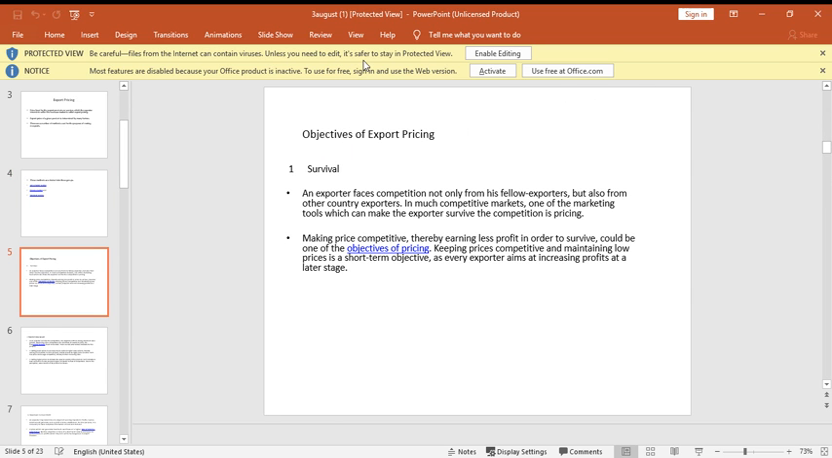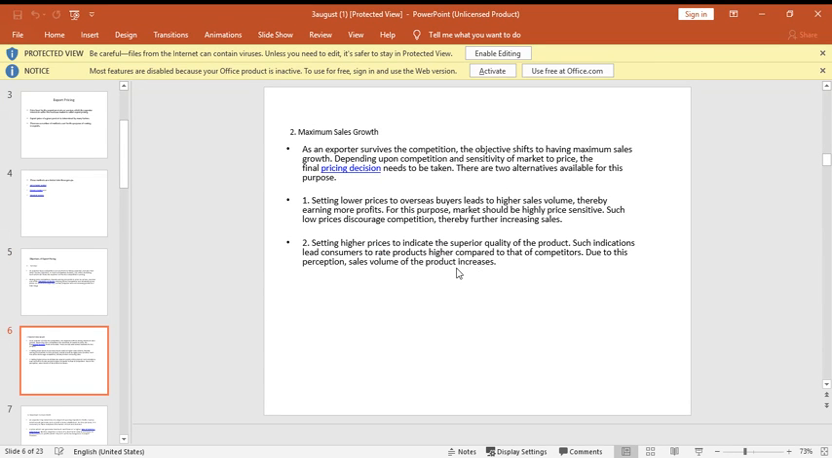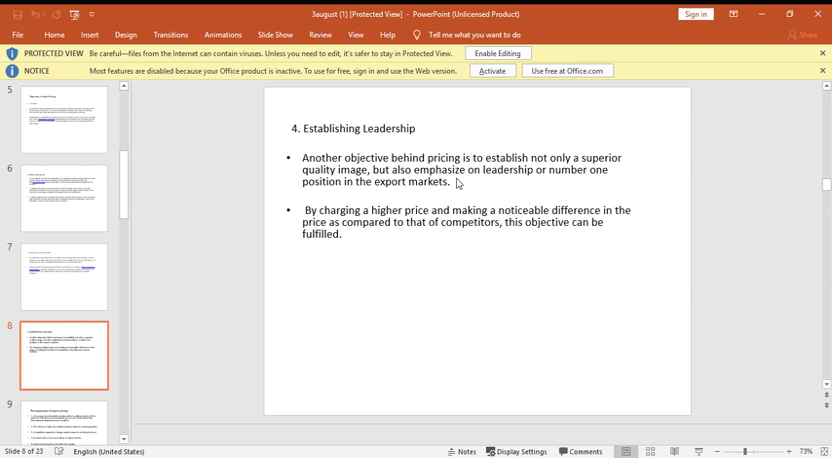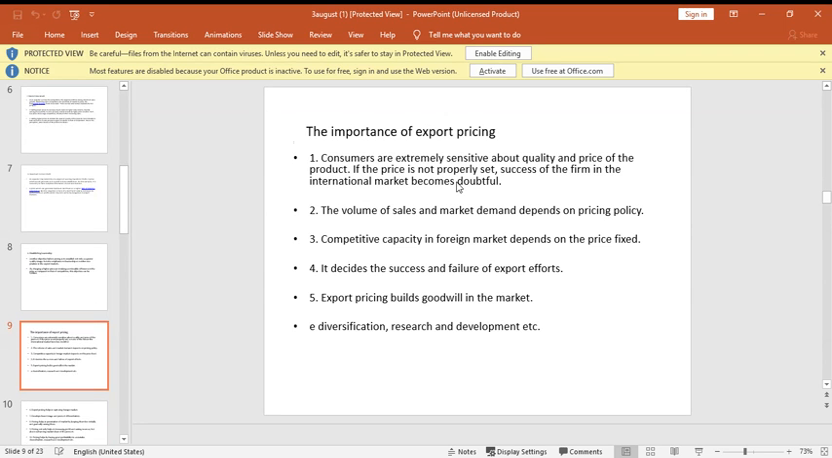So the next one is objectives of export pricing. The objectives of export pricing are survival, maximum sales growth, maximum current profit, then maintaining establishment or leadership.